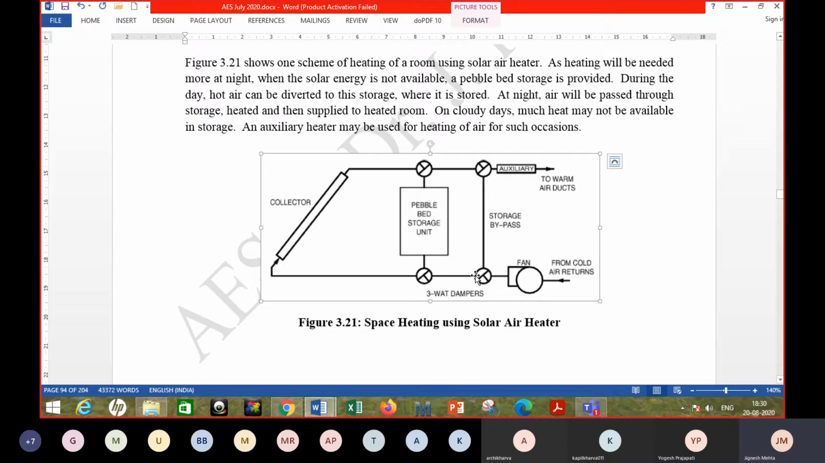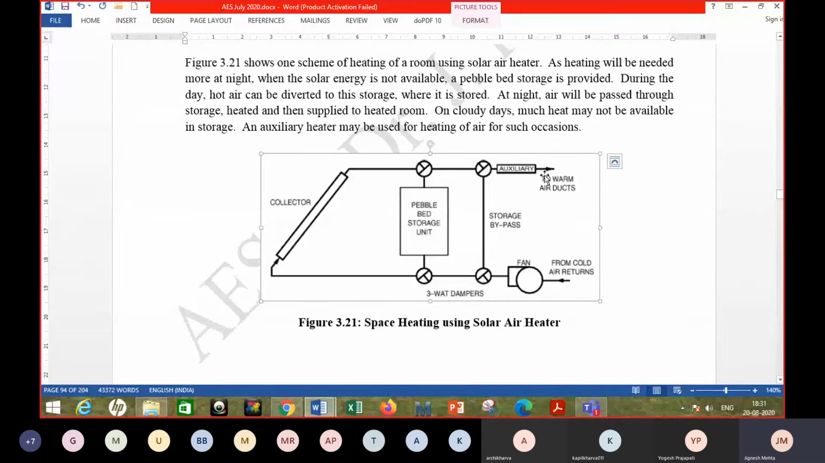Right, and these three-way dampers are provided so that when you want to keep this passage open, it will pass through the collector, and it will take heat from the collector. If you want to bypass the collector during the night, it will only pass through the pebble bed storage. And there could be circumstances when there isn't enough availability of solar energy. So at that time, you may bypass the whole thing, collector as well as the pebble bed storage, and you may use an auxiliary heating system to increase the temperature of air and then to supply it.